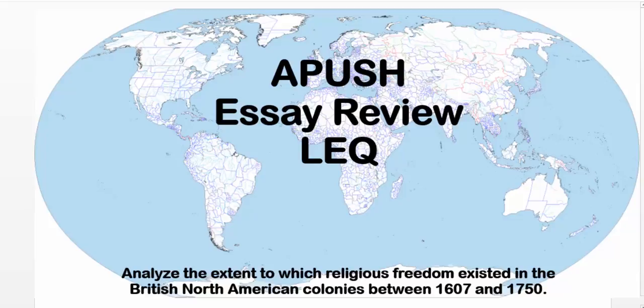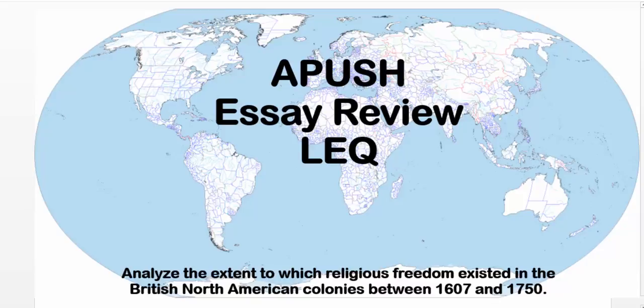Welcome everybody, and I am here to do an APUS history review for your essay question on Friday on religious freedom in the colonies. Remember, our essay will be on Friday, postponed due to the presidential debate this Monday. So the question is to analyze the extent to which religious freedom existed in the British North American colonies between 1607, which is the founding of Jamestown, the first permanent British colony, and 1750, which is getting close to the French and Indian War.